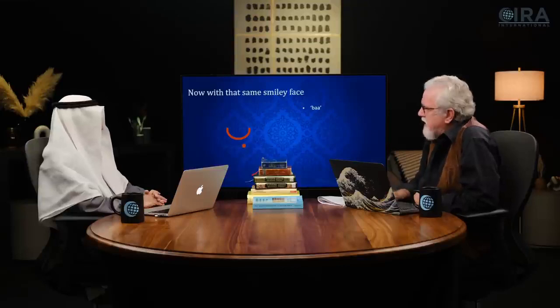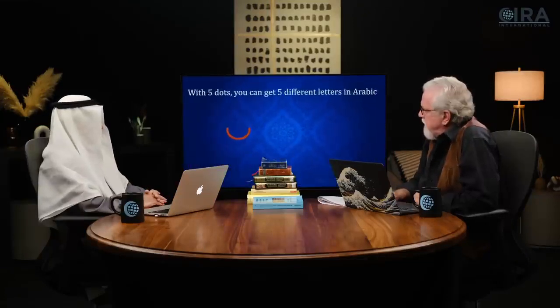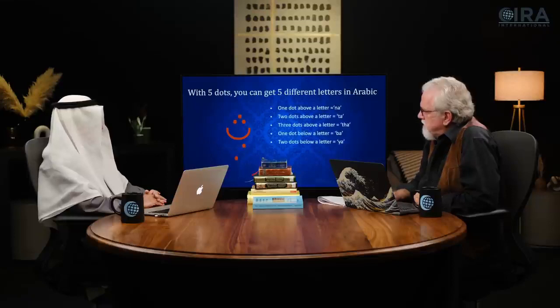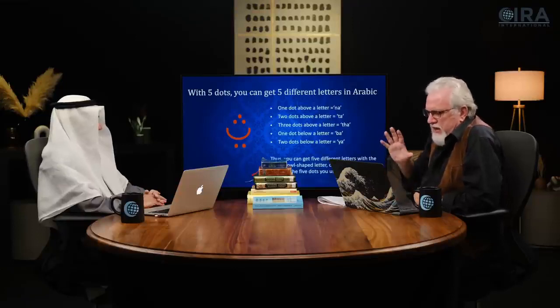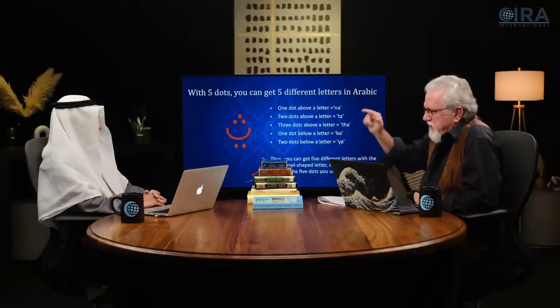However, we also have others that go below. When you put 1 dot below, it becomes Ba, like a B sound. And when you put 2 dots below, Ya, like the Y sound. So when you put them all together, let's see what happens. Just read them. Noon. Ta. Tha. Ba. Ya. So, can you see? Thus, you can get 5 different letters with different dots.